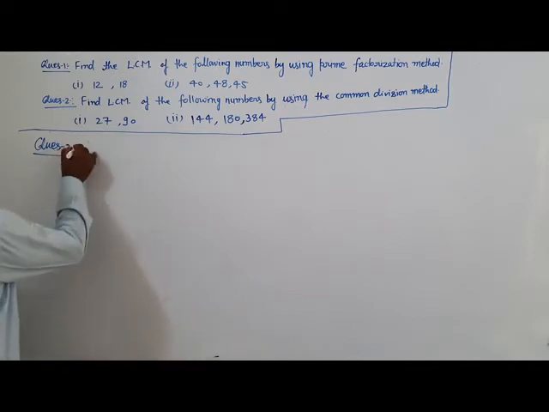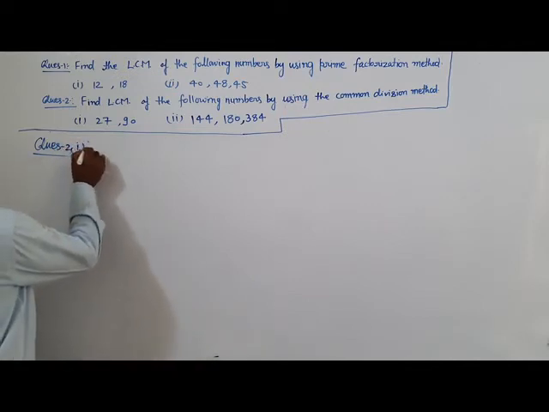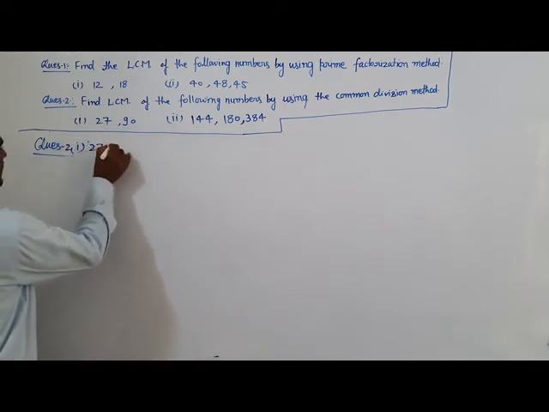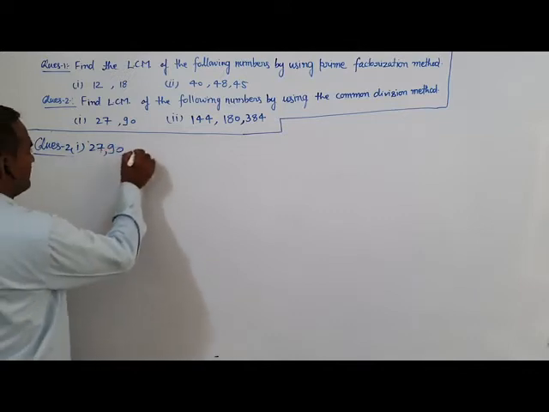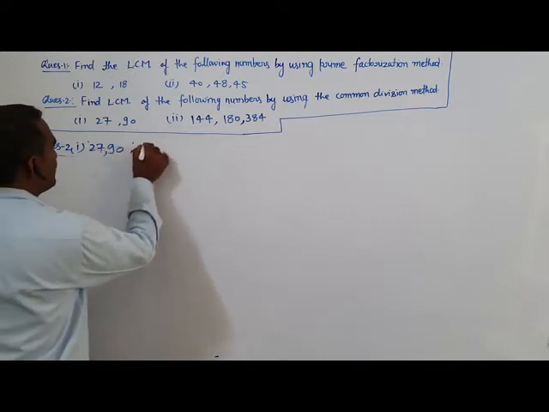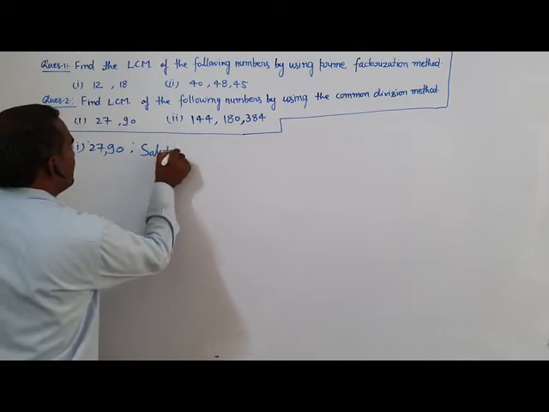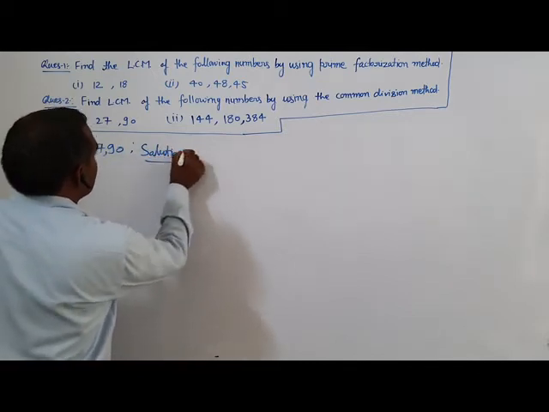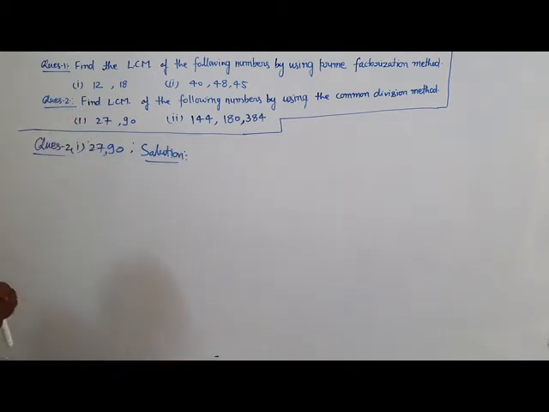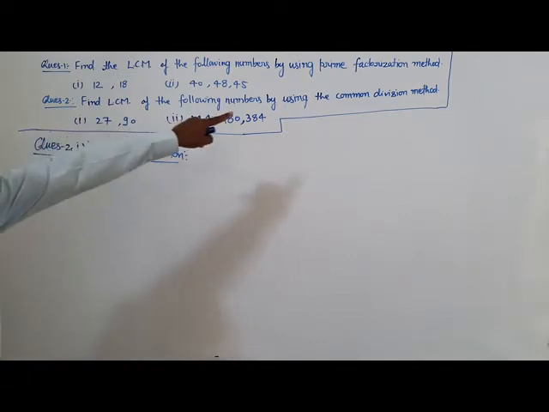Question 2, option 1: 27 and 90. Solution. Here you have to find the LCM by using the common division method.